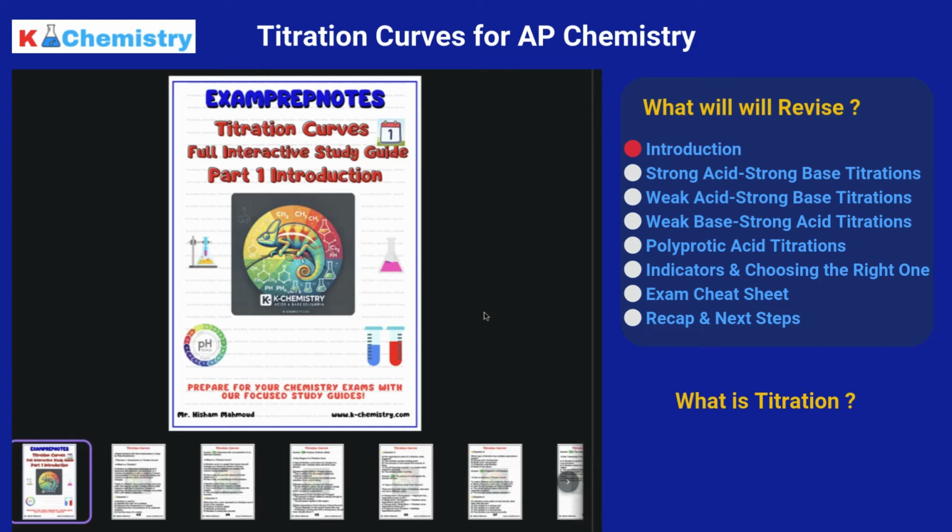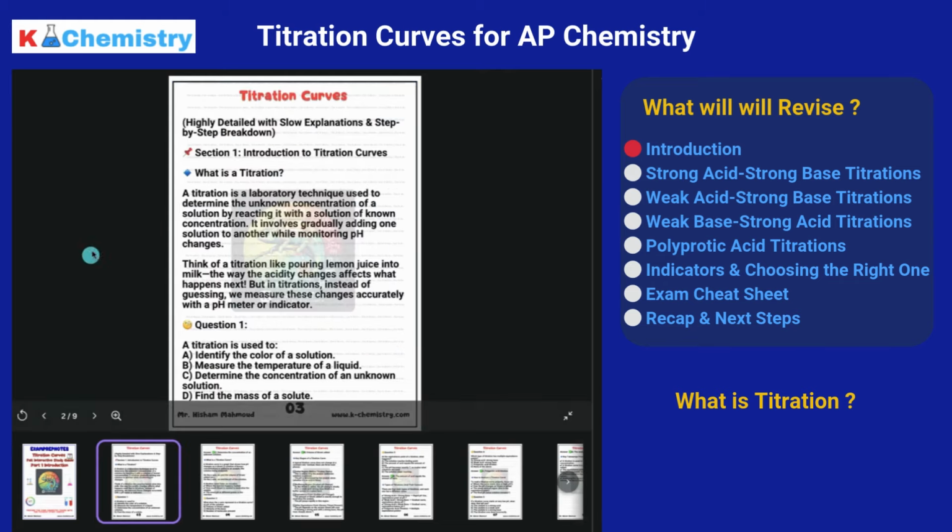Okay. Titration curves. The first part is just an introduction, and we are trying to know what's happening over here. So section number one is the introduction to titration curves. What is titration? Titration is a laboratory technique used to determine the unknown concentration of a solution by reacting it with a solution of known concentration.